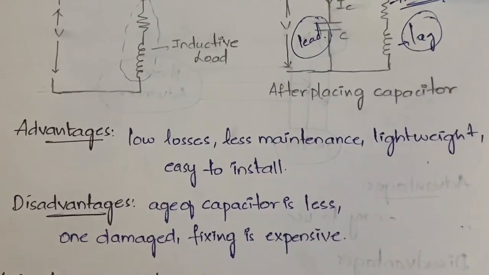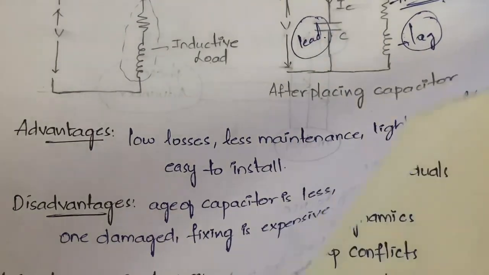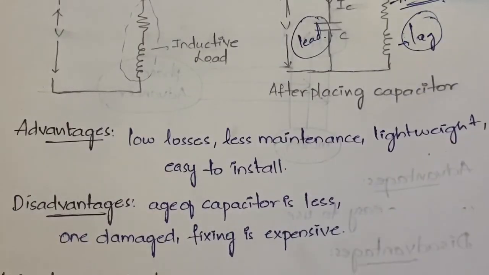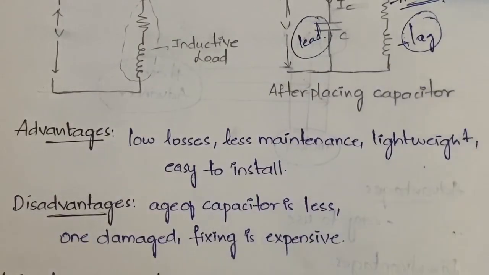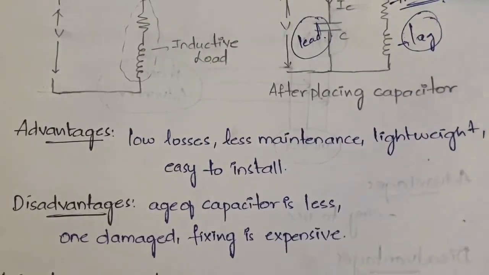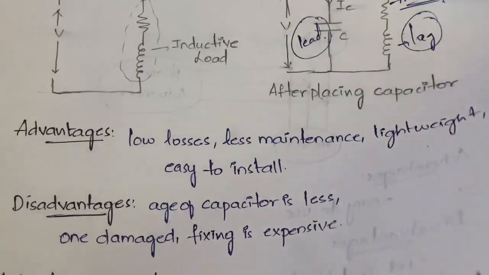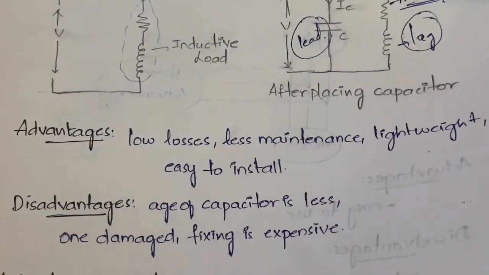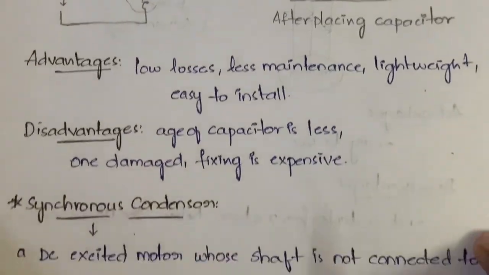Okay, so in all the three, in static capacitor, in synchronous condenser and in phase advancer, the logic is the same. You have to eliminate the reactive power. So in order to eliminate the reactive power, you need to add some leading current. How that leading current is added depends. In static capacitor, we have placed a capacitor. In synchronous condenser, let us see what happens.